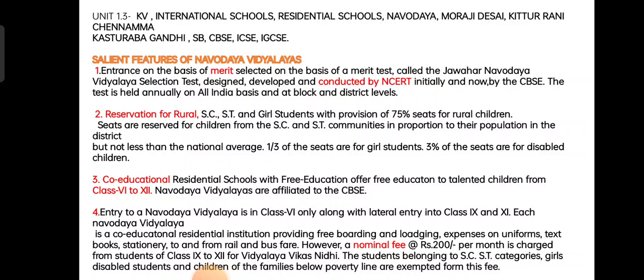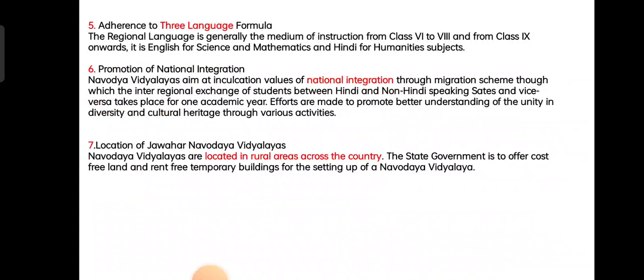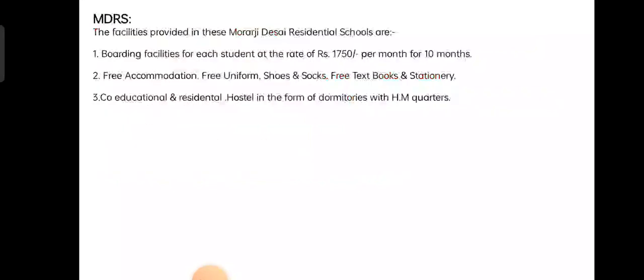Okay, so these are some of the points that you have to keep in mind. And they follow the three language formula and national integration. And finally, it is located in rural areas across the country, because the government offers free land and rent free temporary buildings for setting up a Navodaya Vidyalaya school. Okay, very important question.